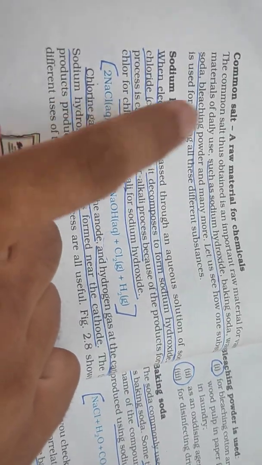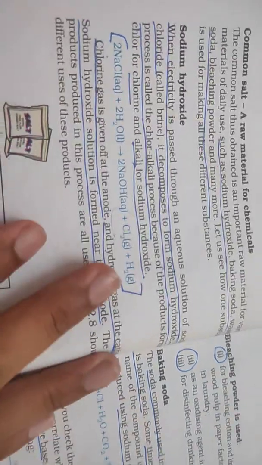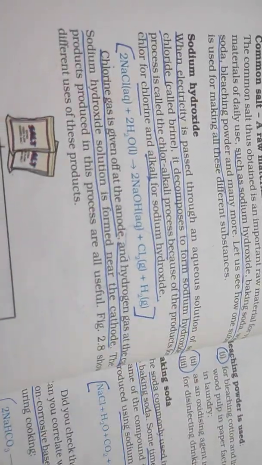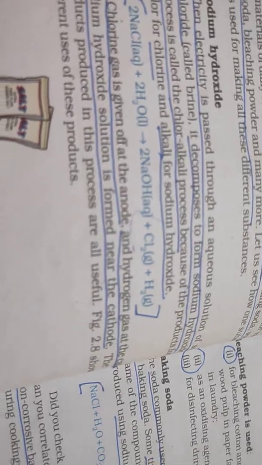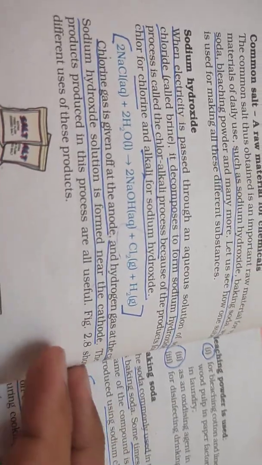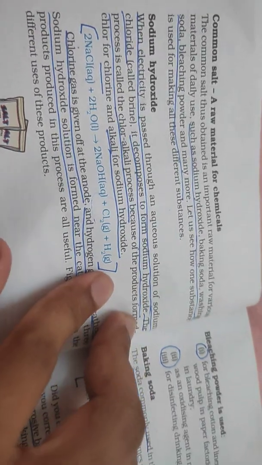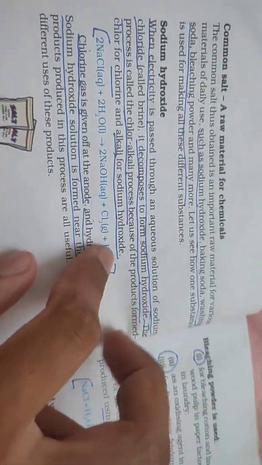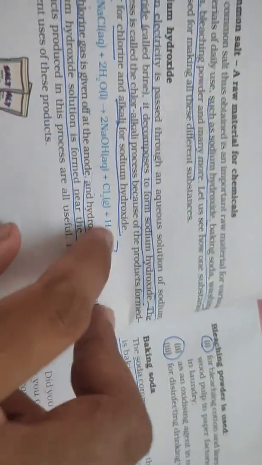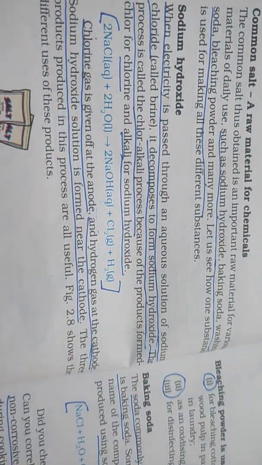So in consideration of sodium hydroxide, how is sodium hydroxide formed? Sodium hydroxide is formed when electricity is passed through an aqueous solution of sodium chloride. It means that when you create an aqueous solution of this common salt and you pass electricity through it, it will decompose and it will form your sodium hydroxide. Okay, sodium, hydrogen and oxygen combined, that is sodium hydroxide. Then this process is called the chloralkali process because of the products formed. Chlor for chlorine and alkali for sodium hydroxide.